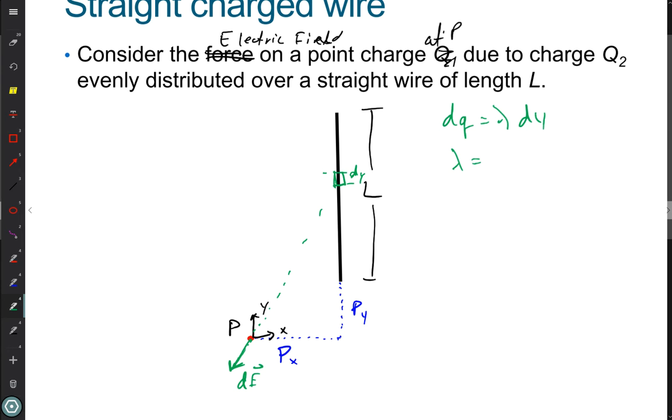What is lambda equal to? Q2 over the length of the wire L. It sounded like you said R to me. Is that what you said as well? Nice. I like it when people are following along, know what they're doing.